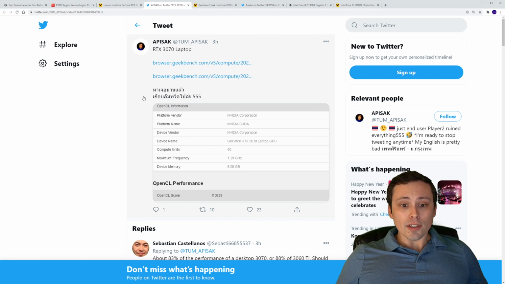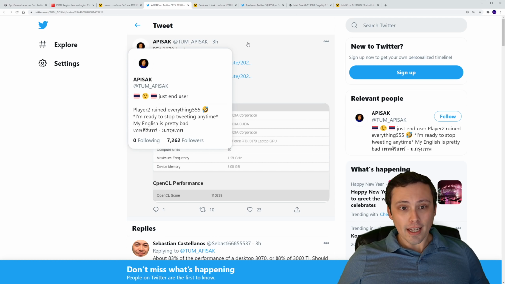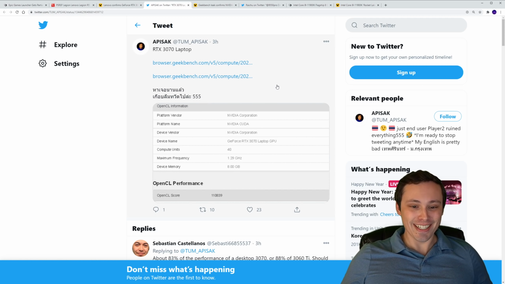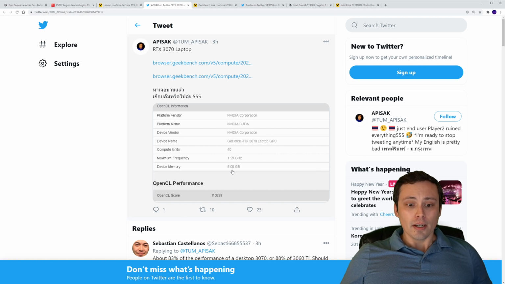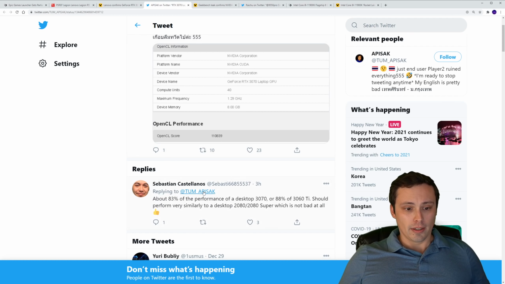Now, jumping over to GPU news, but more on the mobile side of things, we've got a tweet from Tom Apisak, or however you would pronounce that. The idea here is that this is a Geekbench result for a 3070 laptop GPU, which looks like it's at 8 gigabytes, which lines up with the memory on the desktop 3070, but the speeds are a bit lower.